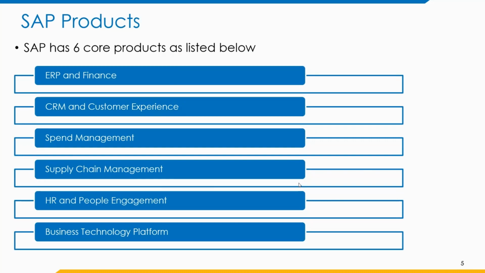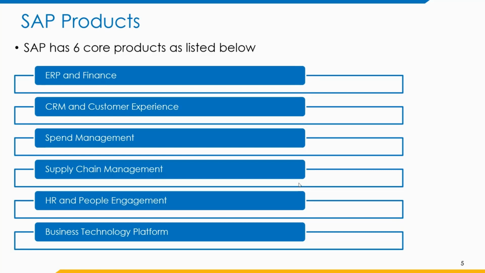As we know, there are multiple products with respect to SAP. On a high level, they come under these six core products: ERP and finance, CRM and customer experience, spend management, supply chain management, HR and people management, and business technology platform. Coming to each of the core products provided by SAP.